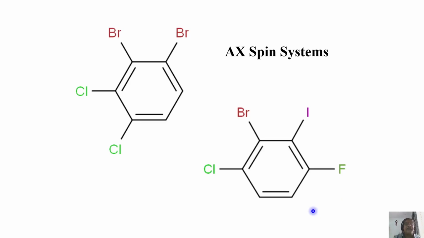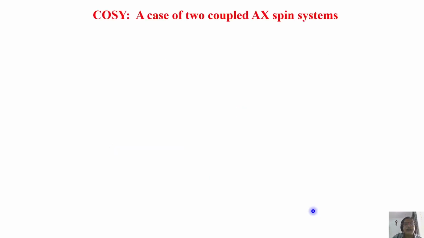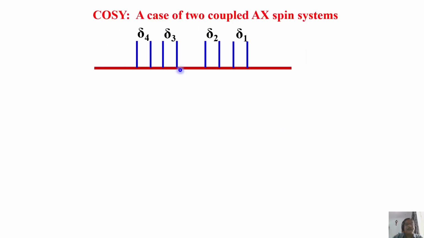Now I take the mixture of both the molecules and want to do the COSY. How does the 1D NMR spectrum look? First of all, it looks like this. Why? Each AX spin system gives us 4 lines: 2 lines at A and 2 lines at X. This we have been discussing for quite some time. So there are 2 such AX spin systems, so you should get 8 lines.